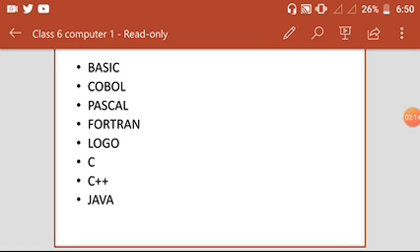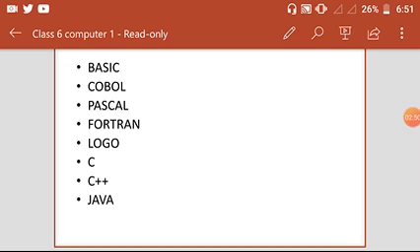Next we have Fortran. Fortran stands for Formula Translation, designed to simplify and speed up complex scientific applications. Next we have Logo. I think you are very familiar with Logo. In your previous classes also you studied Logo and you remember the turtle of Logo, I hope so. Logo uses turtle graphics to teach logical analysis to children. Logo was developed by Seymour Papert.